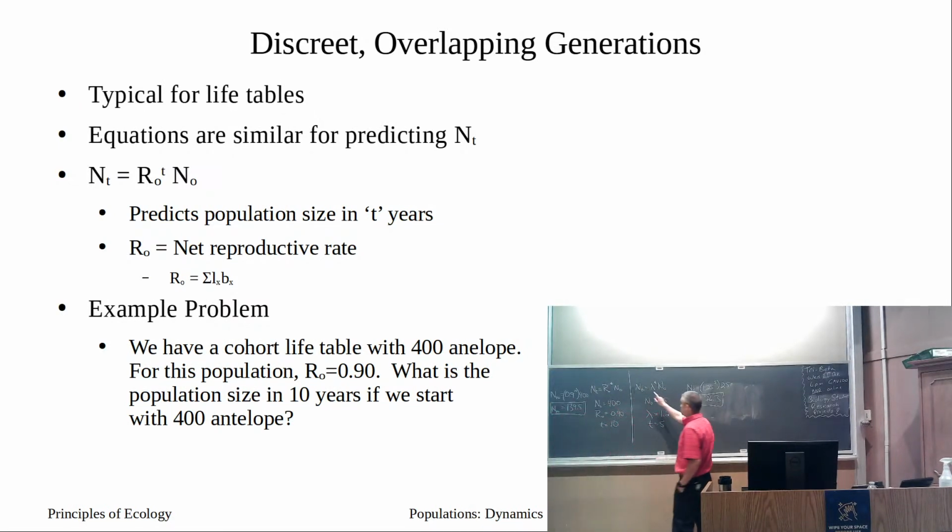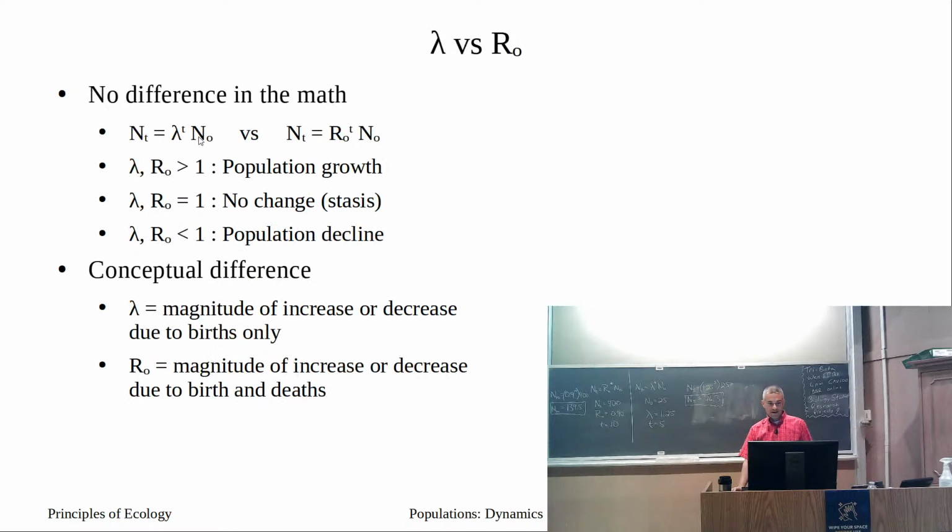This one assumes all of these individuals die, or at least all of your adults die. So this lambda only includes the births. We inherently include births and deaths in this R naught. So it's a good question. I actually have a slide that deals with that, and it's this one.